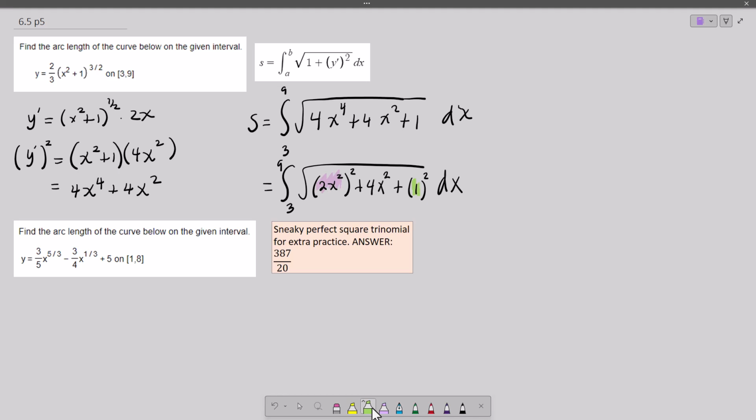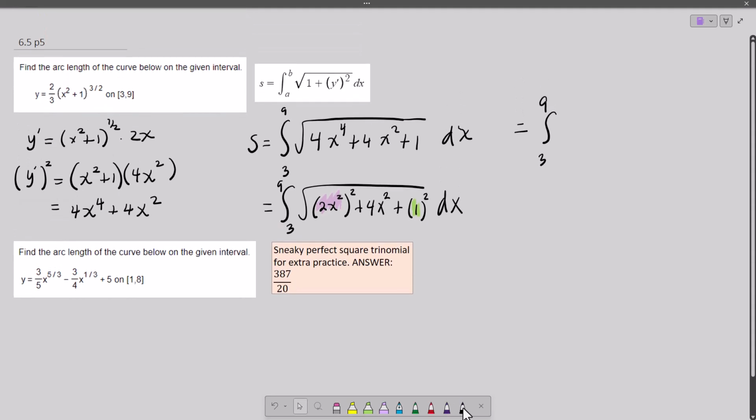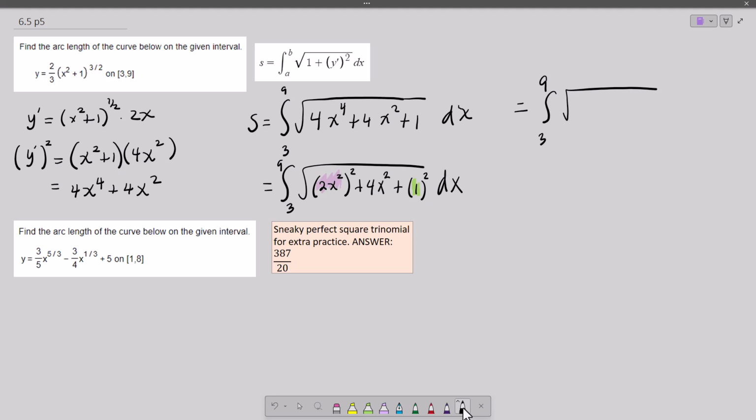Yes. The middle is 2AB. If we take A and multiply it by B, we get 2x squared. And then if we double it, we get that. So that is a perfect square. It's not a sneaky one. That is not a sneaky perfect square. That is a straightforward perfect square. So then the factorization is a plus b squared. So a plus b quantity squared. The square root and the square wipe each other out. So we end up with 2x squared plus 1 dx.